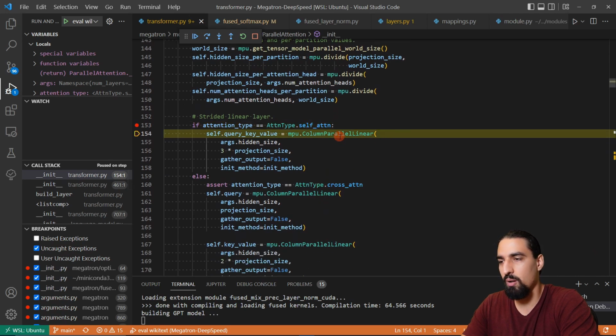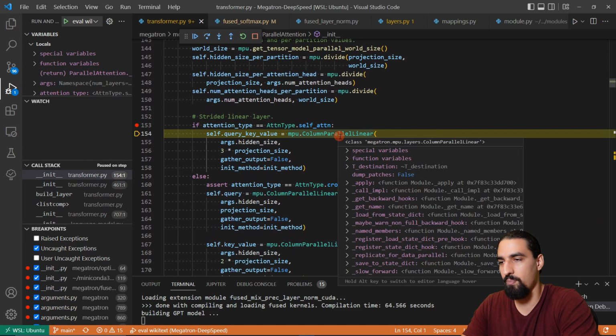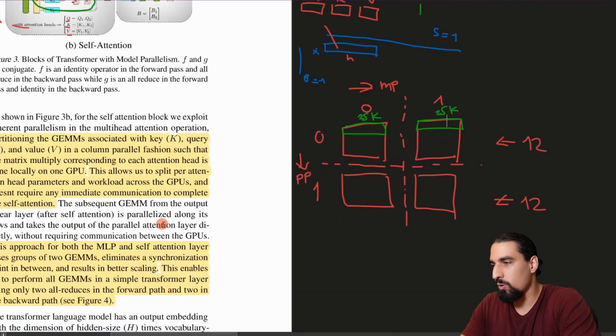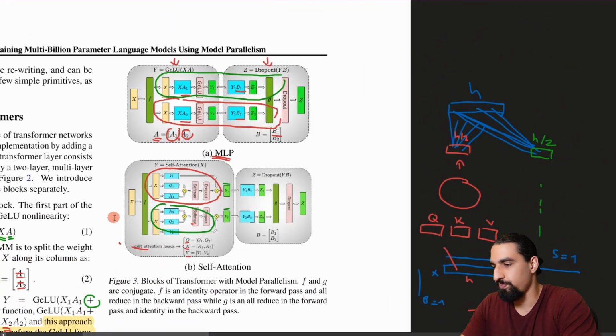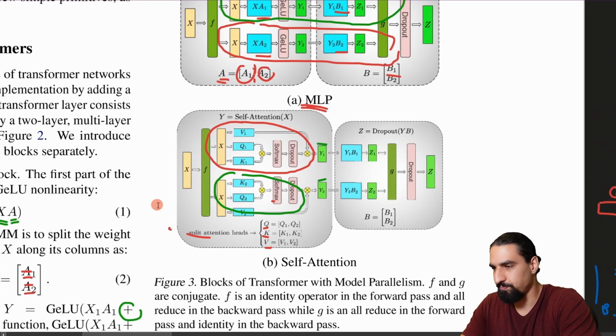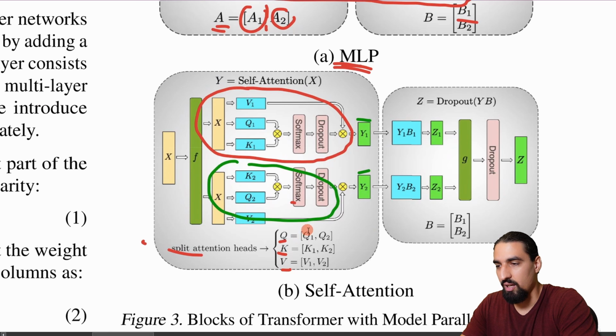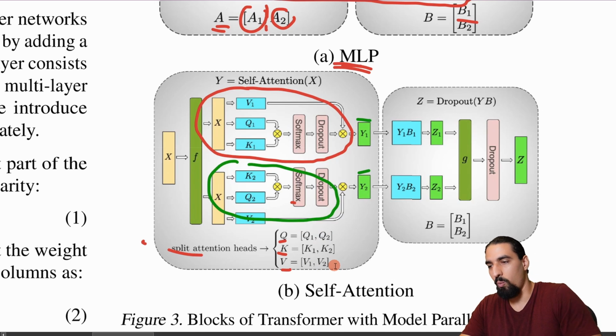So this is the column parallel linear feed-forward layer. That might be a mouthful, but let me remind you what that is. So this is what we are actually building right now. This is the self-attention layer, and what we are building right now are these column parallel layers. So we take the weights and we split them in this column-wise fashion.